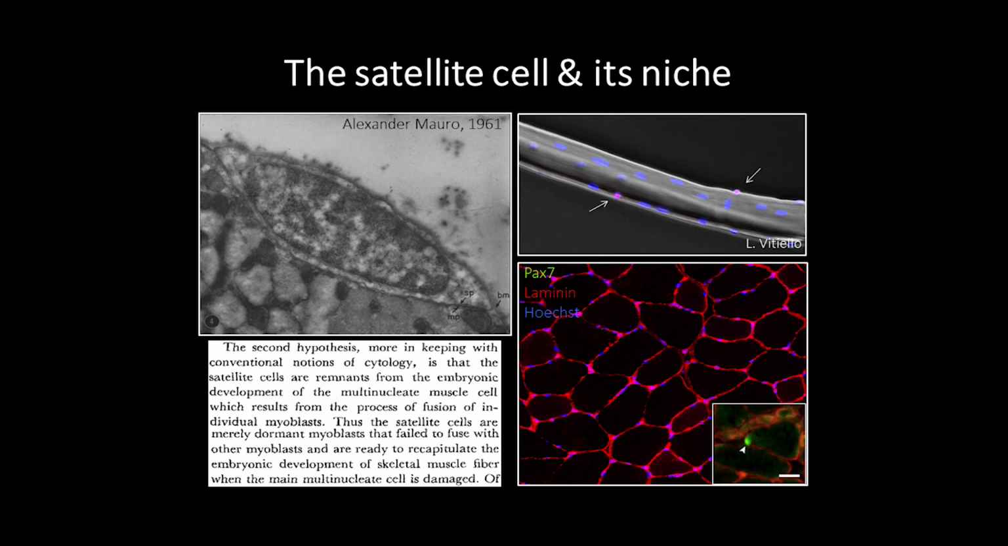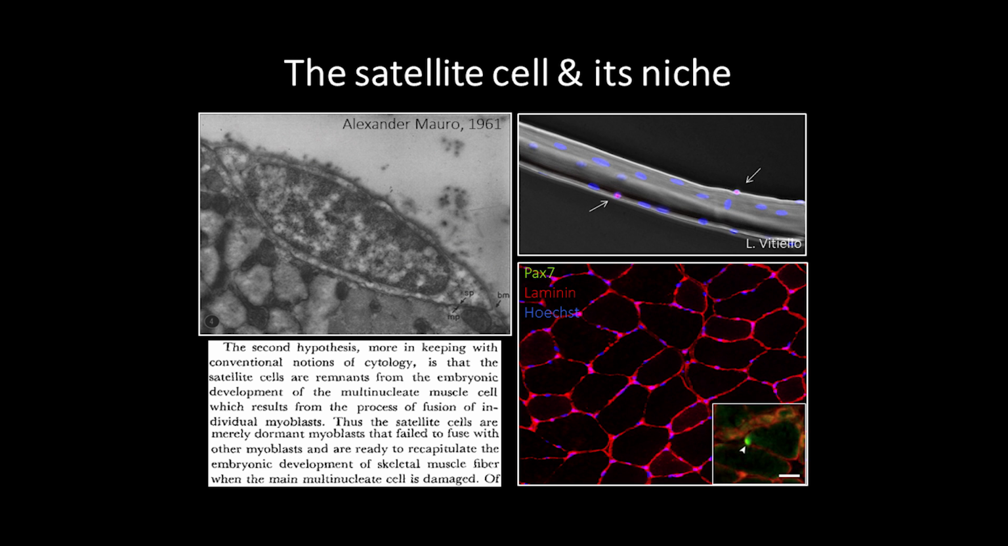One of the truly wonderful things about skeletal muscle tissue is that it has an inherent capacity to repair itself through the function of a small subpopulation of cells that sit inside skeletal muscle termed satellite stem cells due to their anatomical positioning. If you look at the top left image in this particular slide, you'll see an electron micrograph taken by Alexander Moreau in the early 1960s that's honed in and focused in on a single skeletal muscle fiber on top of which is a satellite cell.